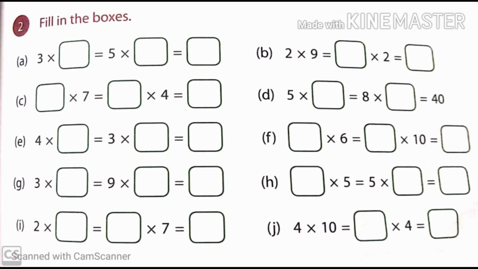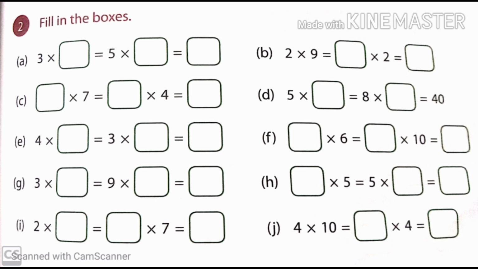Fill in the boxes. As we have revised the table of 2 to 5, let's quickly fill in the boxes. 3 into dash equals to 5 into dash equals to dash. 2 into 9 equals to dash into 2 equals to dash. Dash into 7 equals to dash into 4 equals to dash. 5 into dash equals to 8 into dash equals to 40. 4 into dash equals to 3 into dash equals to dash.